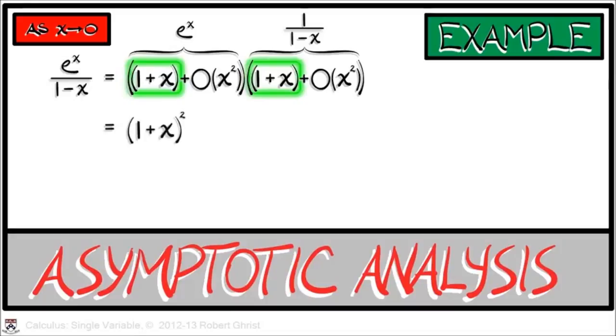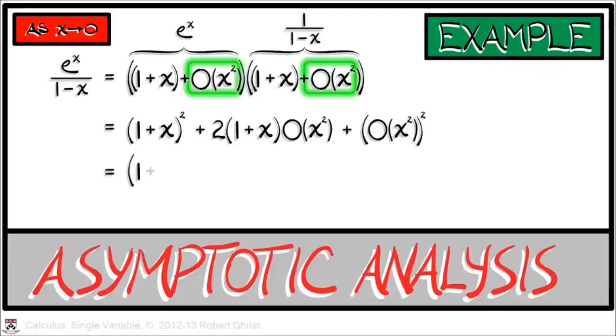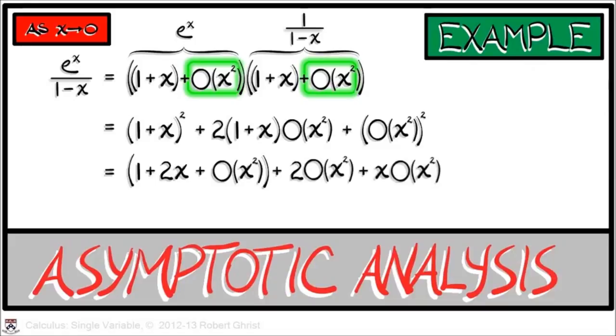The first term is 1 plus x quantity squared. The next term is 1 plus x times big O of x squared. Of course, we have two copies of that, so we'll put a 2 out in front. And our last term is big O of x squared, squared. All right, now how do we deal with multiplying by big O? Well, collect together the first term, and then notice that that x squared is in big O of x squared, so we can forget about it.